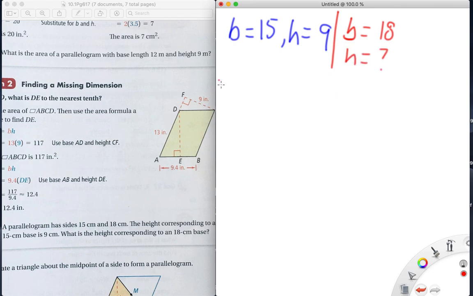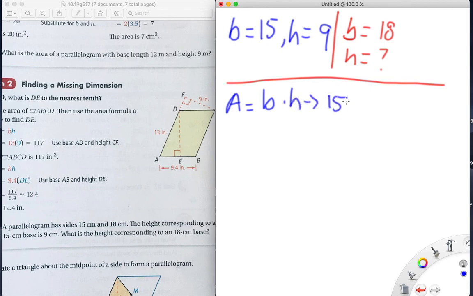So the first thing we're going to do is get the area of this particular parallelogram. We know that area is equal to base times height, which is 15 times 9, which is 135. And it's 135 centimeters squared. So that's the first thing, to get the area.